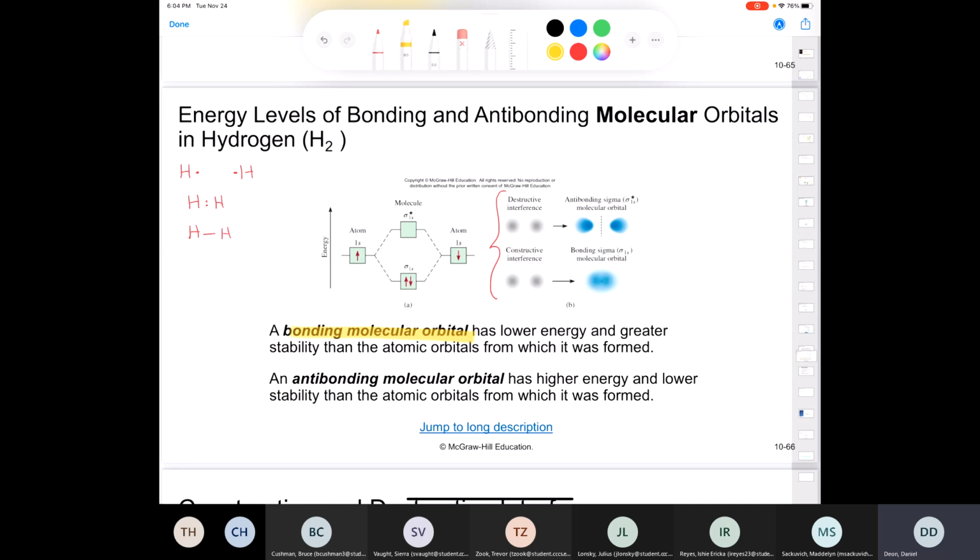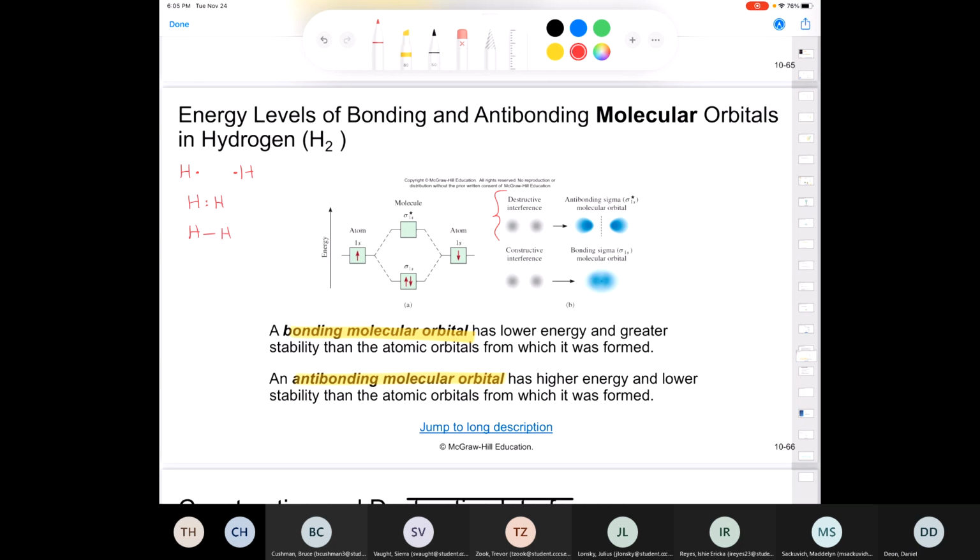On the other hand, if the orbitals overlap with destructive interference, we actually get a node in between the two orbitals. That means there's no electron density between them at all. And we form what's called an antibonding molecular orbital. And an antibonding molecular orbital has higher energy and lower stability than the atomic orbitals from which it was formed.